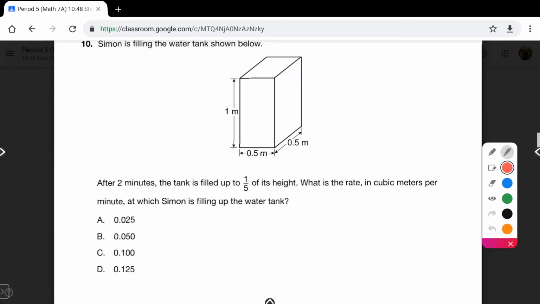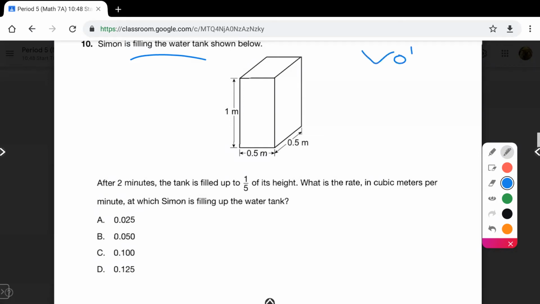Okay, so right away when I get the phrase is filling the water tank right here, now we know what this is. Anytime you have a three-dimensional shape, you have to decide whether or not in the problem you're either calculating a surface area or volume. Well, I got it. If I have to fill something up, we're talking about volume, right?